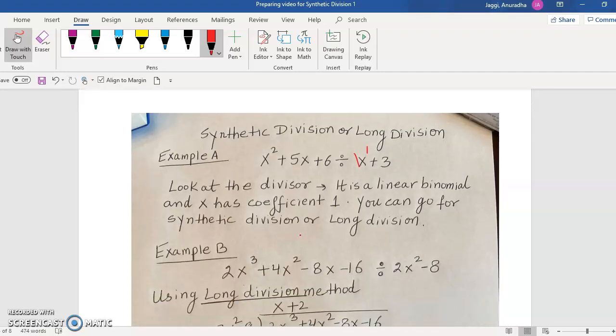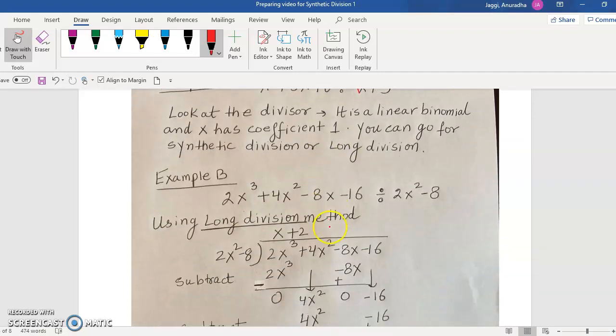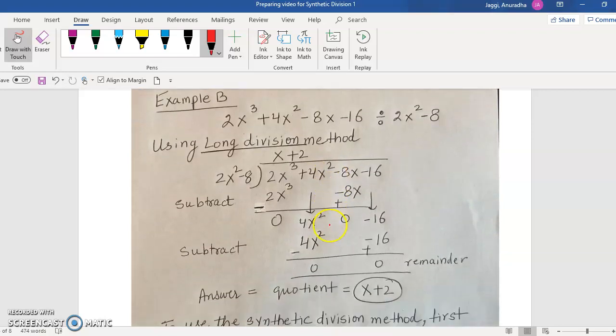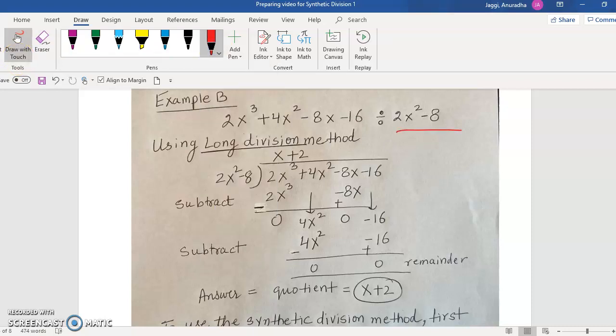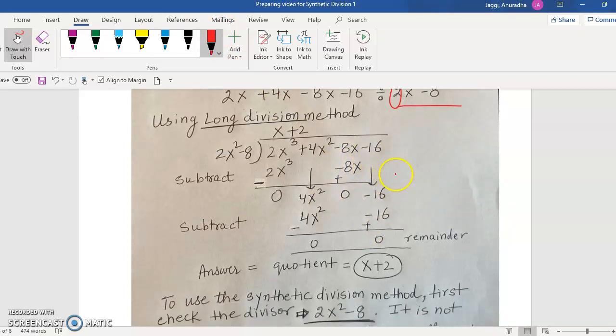But what if the divisor is not linear? This is a quadratic binomial, and you see the coefficient of x is also not equal to 1. So long division, you know how we have practiced doing questions on long division. You can even see this example. But what do we do? How do we do this question using synthetic division?